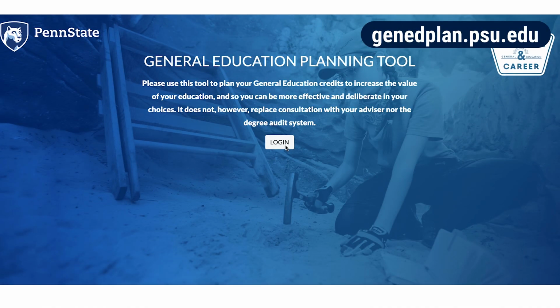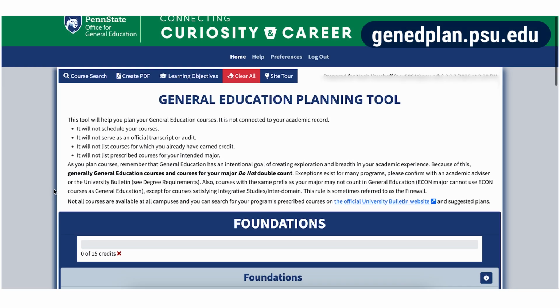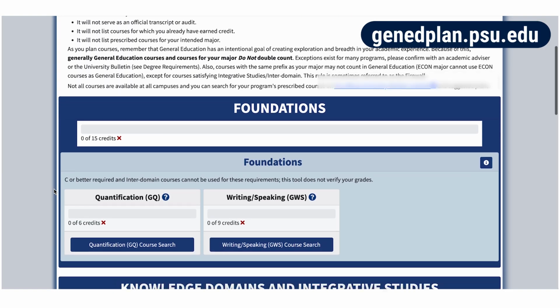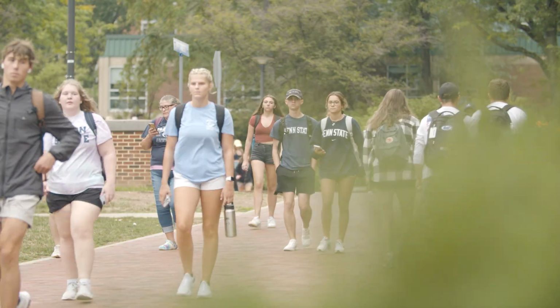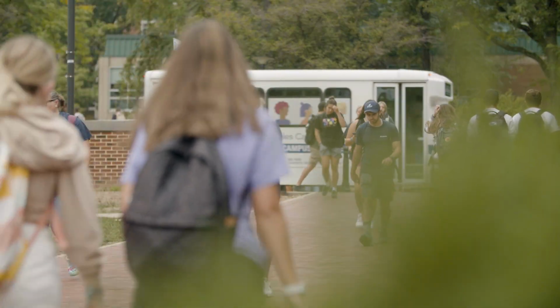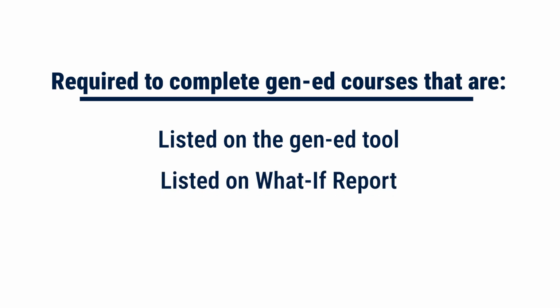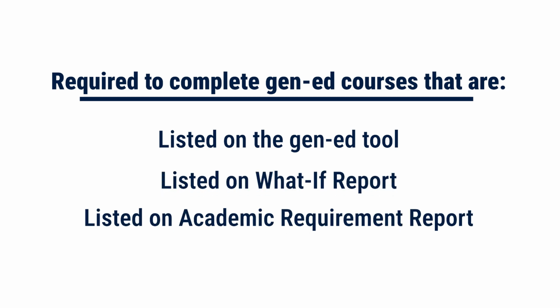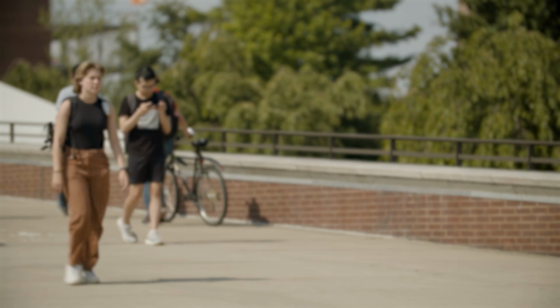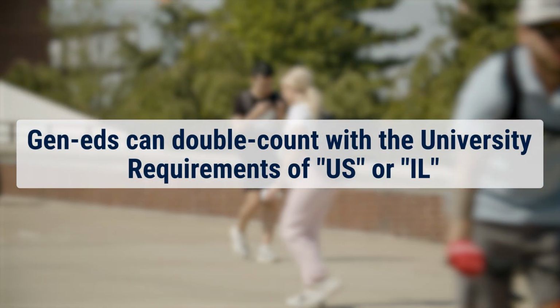Penn State has a general education planning tool that will not only help you to create a plan for the Gen Ed courses that interest you, but also to ensure that you fulfill the Gen Ed requirements. Gen Eds have course attributes to represent the requirement that they fulfill. You are required to complete the Gen Ed courses that are listed on the Gen Ed tool, or your What If report, or your academic requirement report. Gen Eds can double count with the universal requirements of U.S. or international cultures.